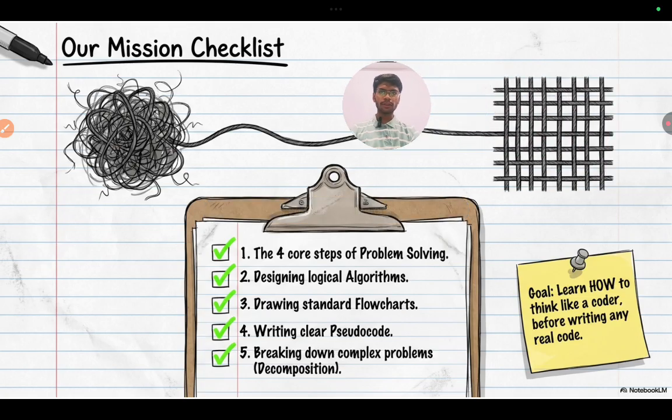Our mission in this chapter is 4 steps. The 4 core steps are problem solving and discovering, designing the logical algorithms, drawing standard flowcharts, writing clear pseudocode, and breaking down complex problems into smaller problems, that is the decomposition method. The first is learning how to think like a programmer or a coder before writing any real code in any programming language.